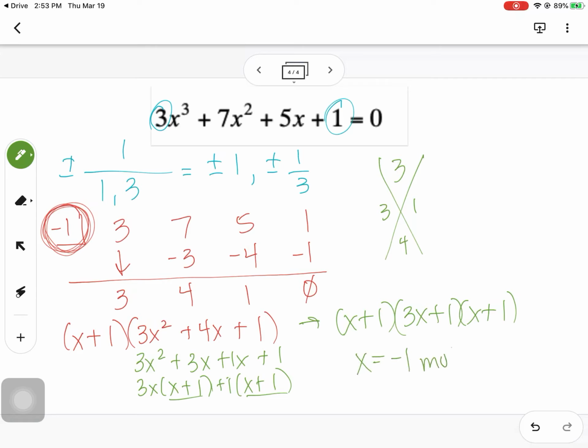When you go to solve, you will get negative 1 two times, so it's negative 1 with multiplicity 2. If you think about those graphs, that means it would turn around at that point. And then the 3x plus 1 gives us negative 1/3. Those are my 3 answers for this.